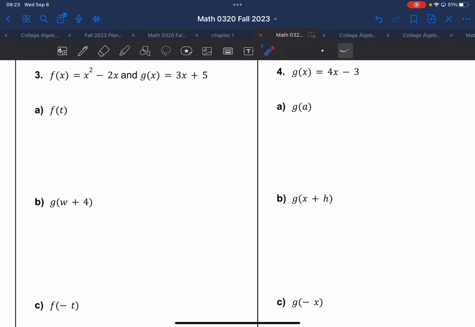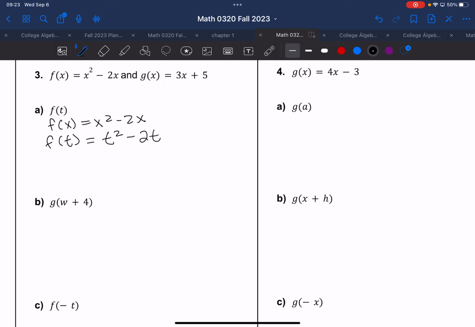So for A, what function is it having us plug into? F function, right? We're plugging into the f function. So let me just write the f function, which is x squared minus 2x. And what are we plugging in for x? T. So we have f of t is equal to t squared minus 2t.